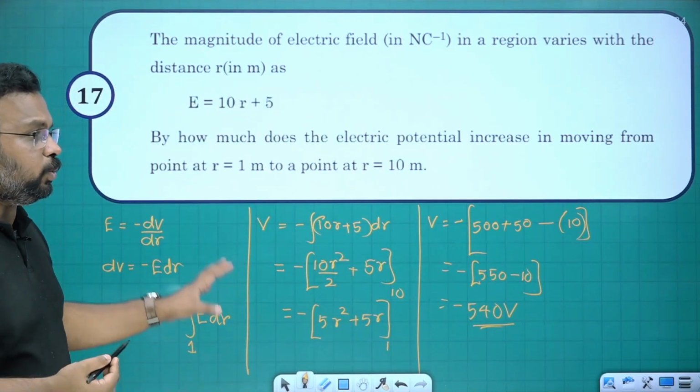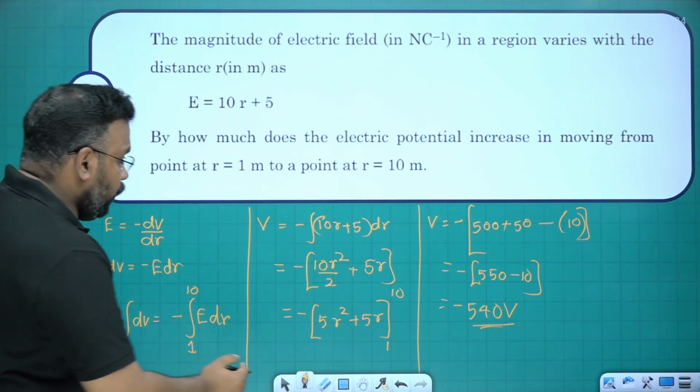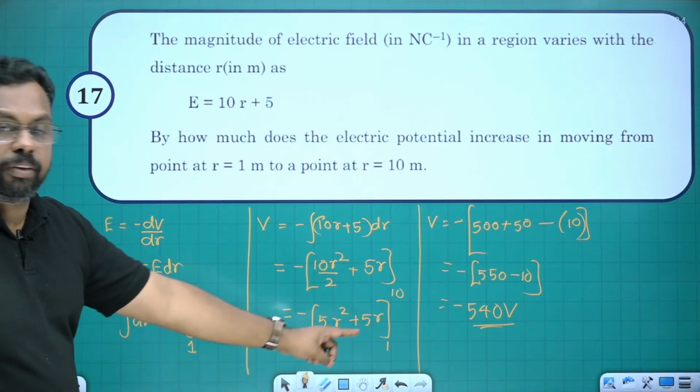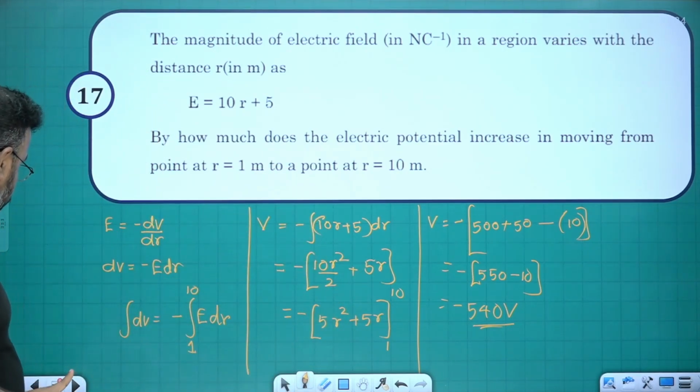So please check, this is actually a direct question, but you should remember the formula E equal to minus dV by dr. Minus dV by dr formula you should remember. Okay, so the final answer is minus 540 volt. Please practice this question 1 or 2 times, it will be okay for you.